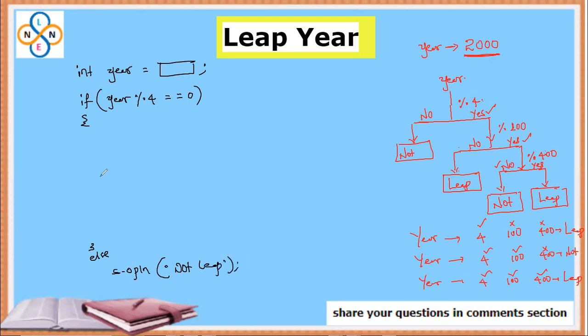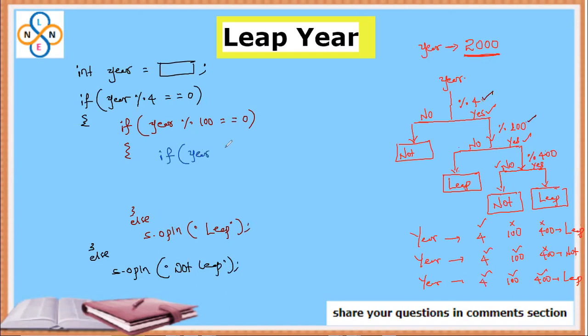Next, what is the next possibility? If it is yes for 4, then we have to check one more condition. After 4, 100 has to be checked. Again, I am using a nested condition. If the same variable year, when we divide by 100, has remainder 0, then we can't conclude directly. But if it is not divisible by 100, I mean the remainder is not 0, we can happily conclude it's a leap year. This is the important point, remember please. Then the next possible condition we have to check is one more in the nested part.